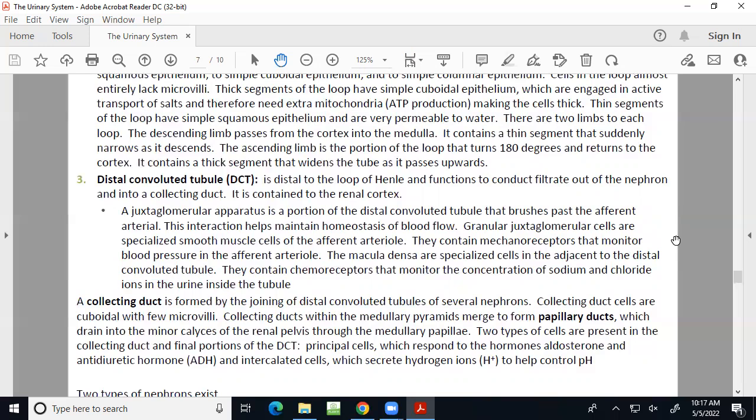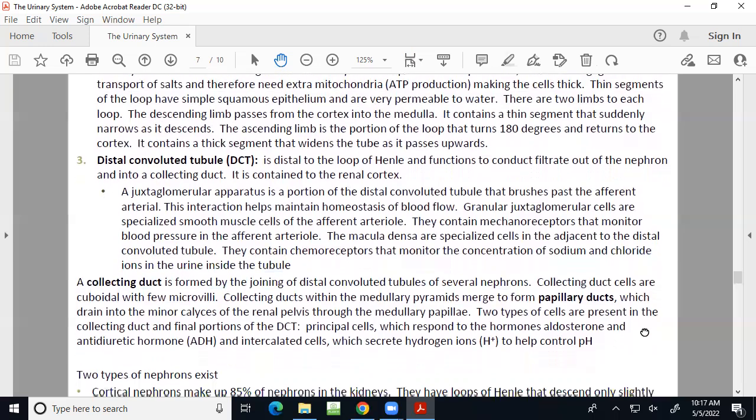Once again, the two limbs are known as the descending limb, which passes from the cortex into the medulla, with a thin segment that suddenly narrows as it descends. The ascending limb is a portion of the loop that turns 180 degrees, returns to the cortex, and contains a thick segment that widens the tube as it passes upward.